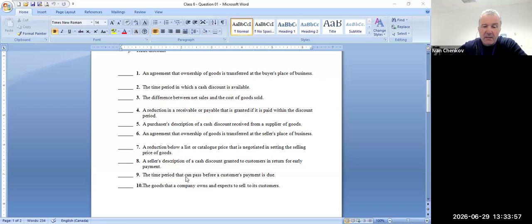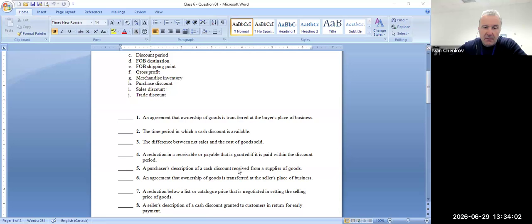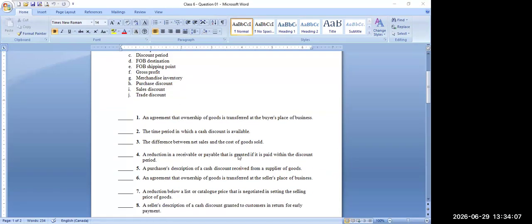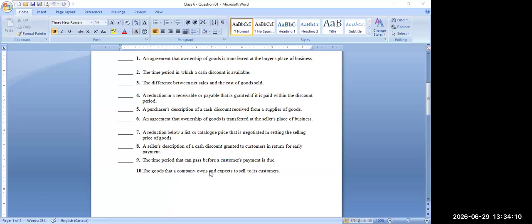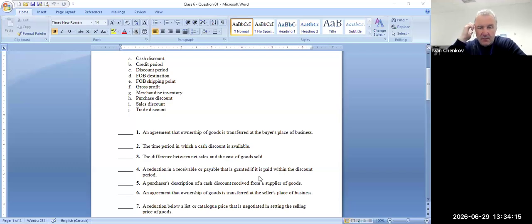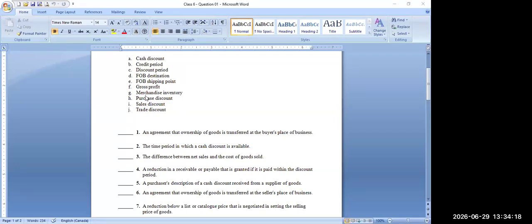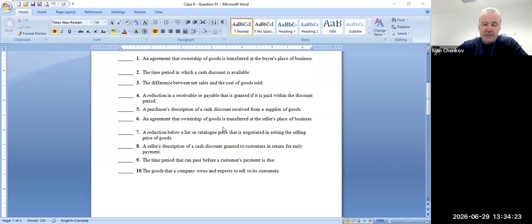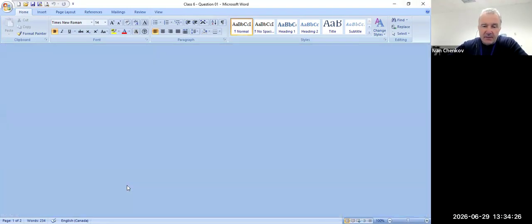The time period that can pass before the customer payment is due. That most likely will be credit period, right? Credit period. The goods that the company owns and expects to sell to its customers. That will be G, right? Yeah, inventory. Merchandise inventory. Okay, you have the answers at the back of the paper if you still have the paper with you. Let's go with the next one.